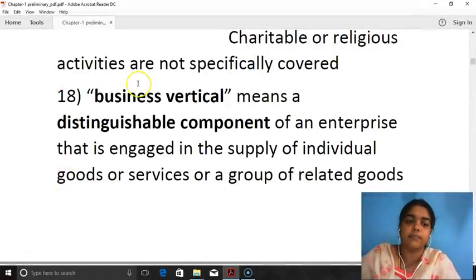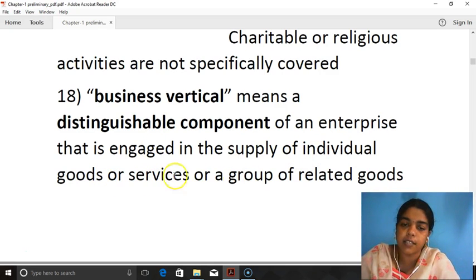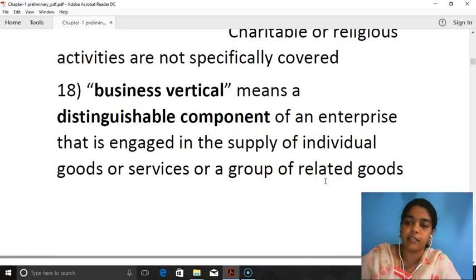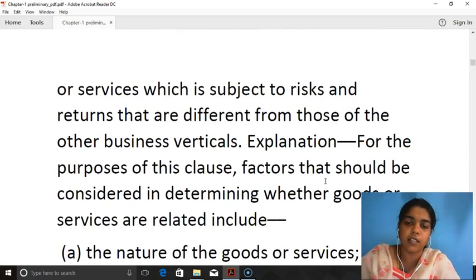Business vertical. Business vertical means a distinguishable component of an enterprise that is engaged in the supply of individual goods or services or a group of related goods or services which is subject to risk and returns that are different from those of the other business verticals.